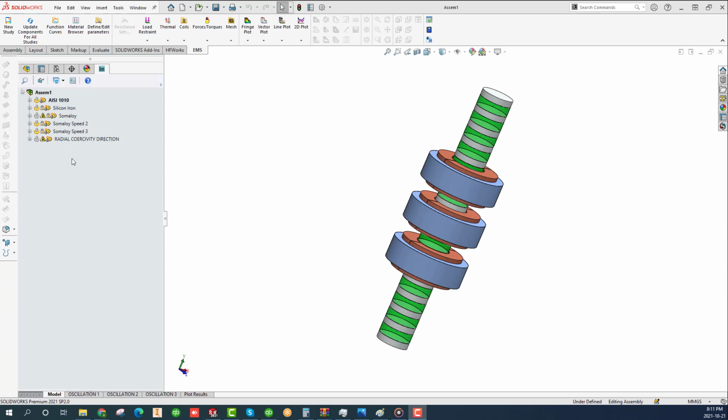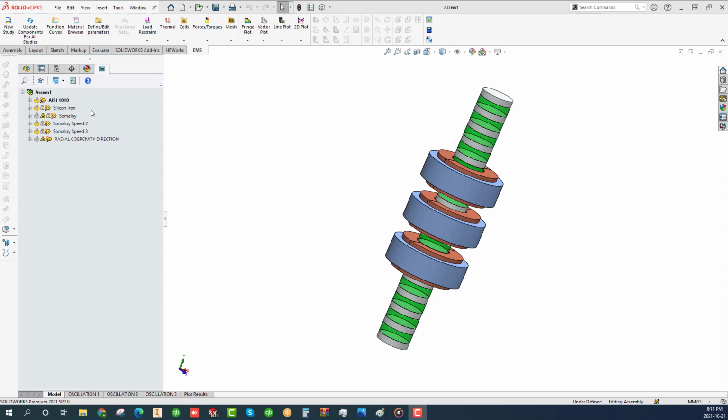We have the results for 6 studies. In studies 1 to 3, we kept the speed constant but changed the steel of the translator and stator. The steel for studies 1, 2, and 3 are steel 1010, silicon iron, and Somaloy, respectively. In studies 4 and 5, we kept the material Somaloy the same but changed the speed of the translator.